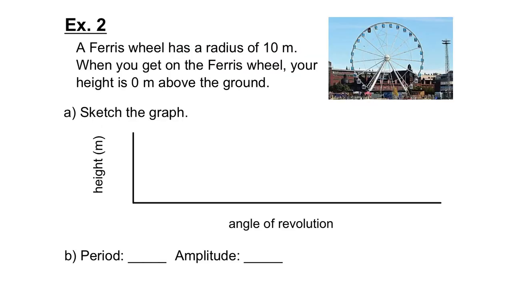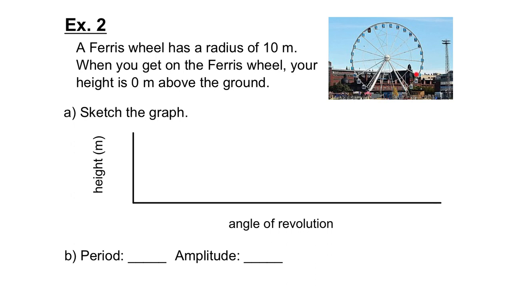Here's another example of a periodic function. A Ferris wheel has a radius of 10 meters. When you get on the Ferris wheel, your height is 0 meters above the ground. That just means you're standing on the ground. So I have this picture of a Ferris wheel just so we can imagine what's going on here. We get on the Ferris wheel at the bottom when I'm standing on the ground.